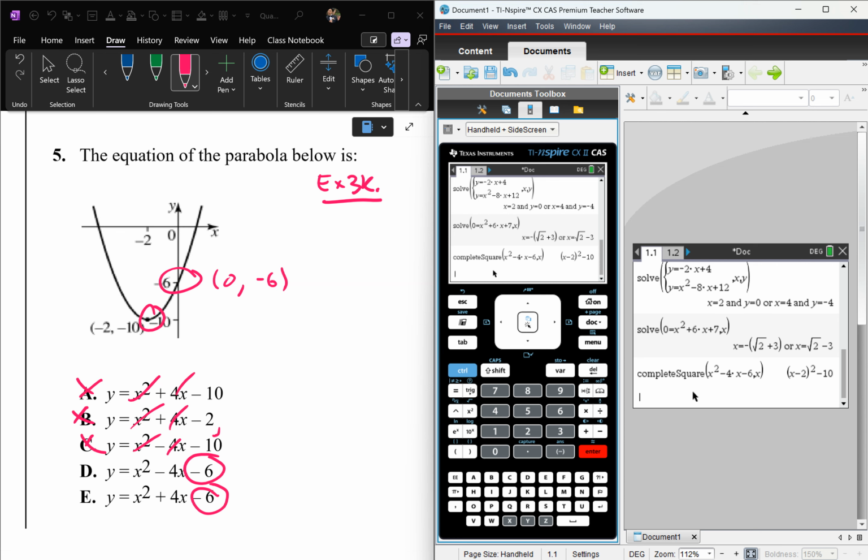Cool? Or Numafi's way, without using a CAS, axis symmetry. Negative b on 2a, test it. Negative b, which is negative of -4, divided by 2 times 1, does it equal -2? If it doesn't, it's not D, then it must be E.